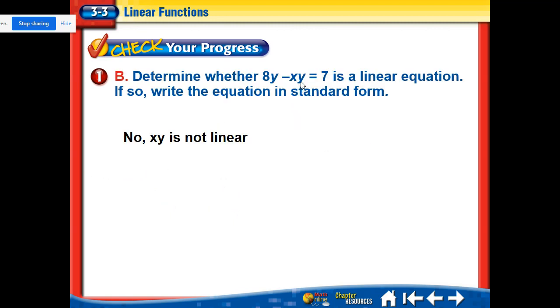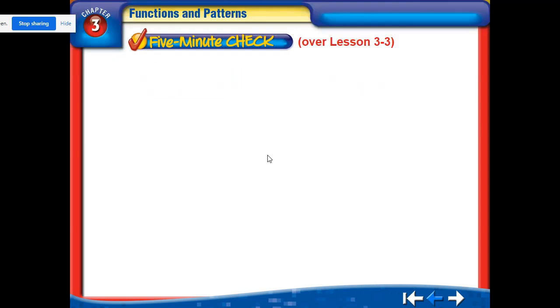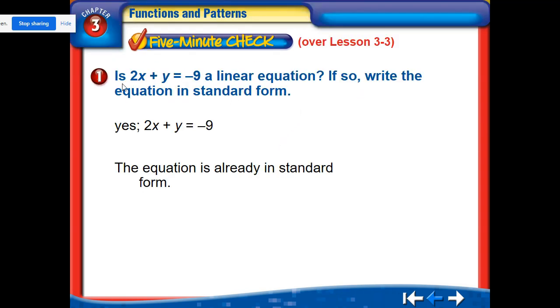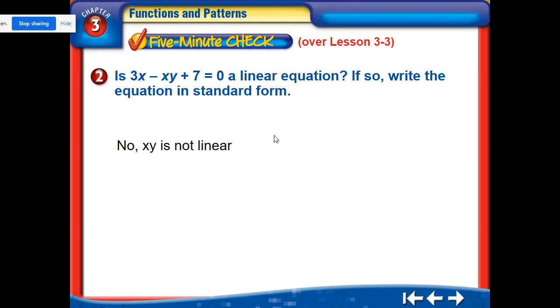All right, look at this one. Notice this x times y in the middle here. That's not allowed. So no, because xy is not linear. What about this one? 2x plus y equals -9. There's only x and y's. There's no squares or square roots, and they're not times each other. So yes, and actually, it's already in standard form. The x and y are on one side. There's no fractions, and x is positive. So we don't have to do anything. Just say yes. And this one, again, we have that xy, so it's not linear.